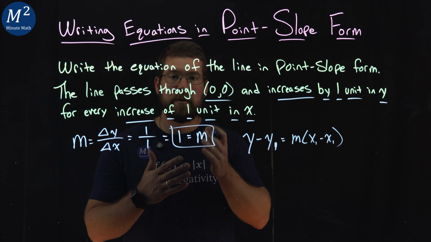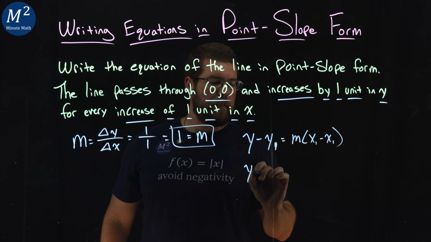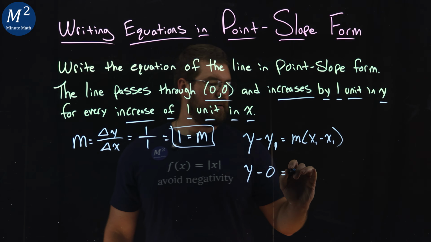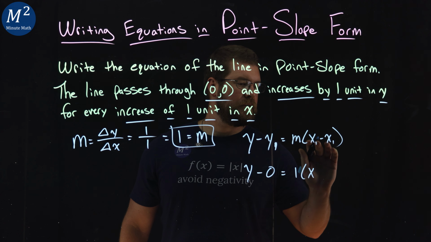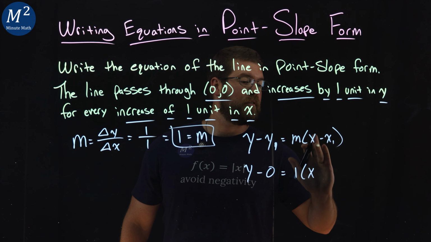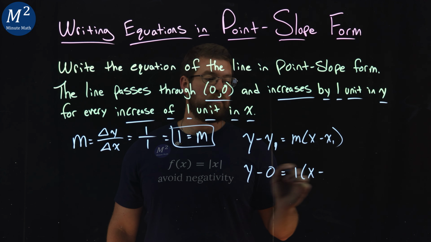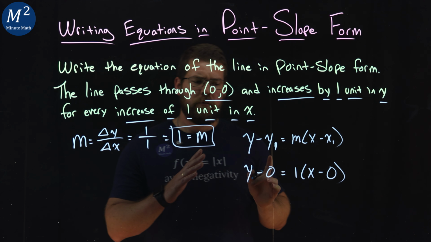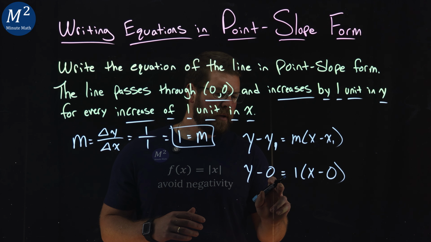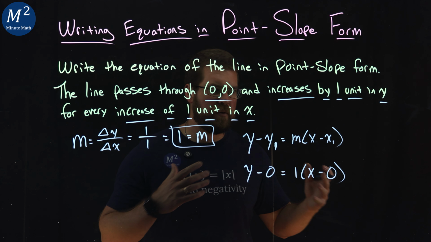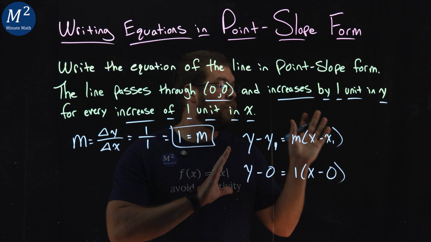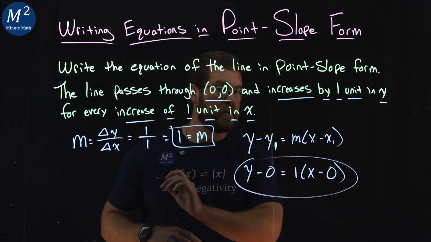And now let's plug and play. y minus y1, which is 0, equals m, which is 1, times x minus x1, which is 0. Now, if we look at this, it almost looks too simple, and if we wanted to simplify it all, it would be the same line. But if we want to show it in point slope form, I'm going to leave it as such.